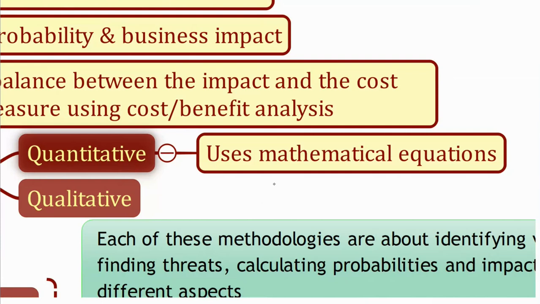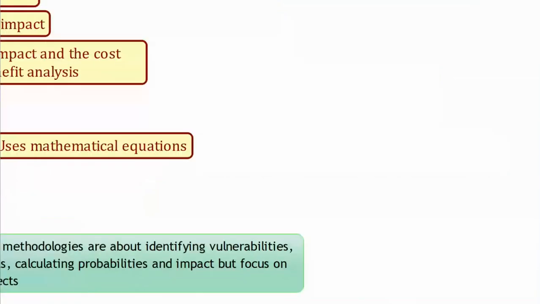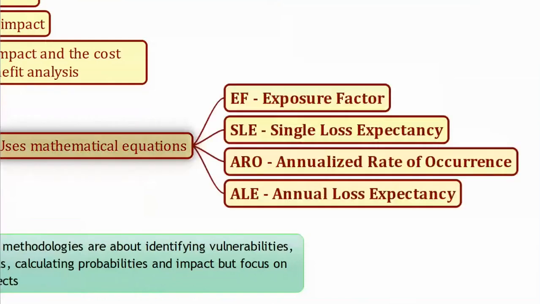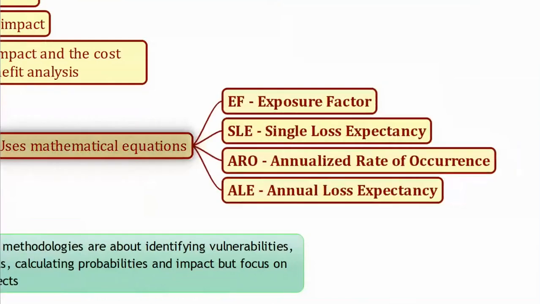Now let's see what we have under quantitative analysis. When it comes to quantitative analysis, we have these four terms which are really important to understand from an exam point of view: exposure factor, single loss expectancy, annualized rate of occurrence, and annual loss expectancy. These are the four terms that you must understand very well, especially from a CISSP perspective. Okay, so let's go through these terms one by one.